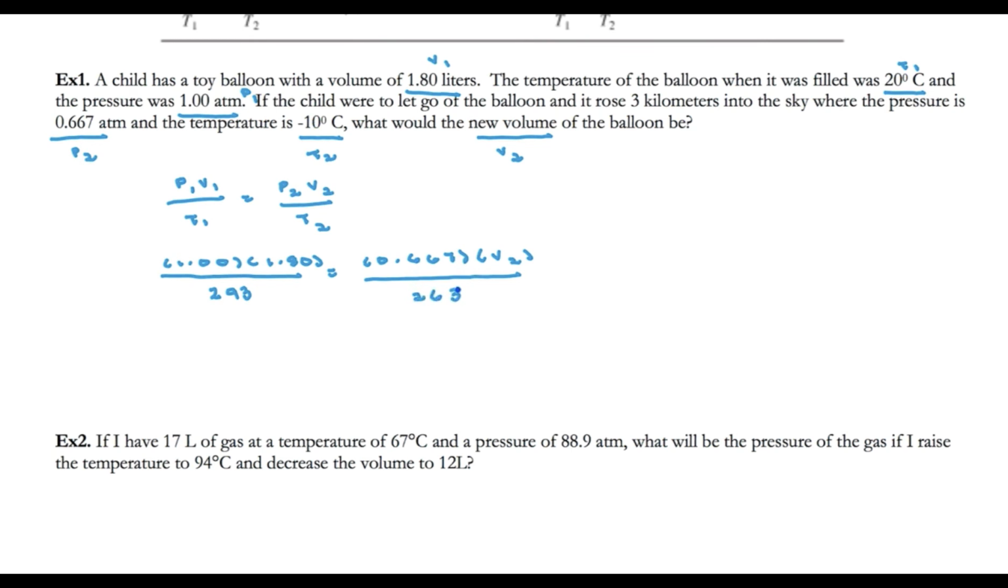Now keep in mind, one thing that I haven't really been talking about, other than with Kelvin, is units. Since my units for both of my pressures are atmospheres, no conversions are needed. And I know that my units for volume will be in liters. Since this unit for 1.80 is in liters, then this volume has to be in liters as well. I'm going to cross multiply now.